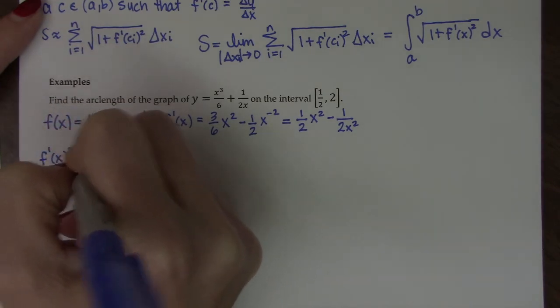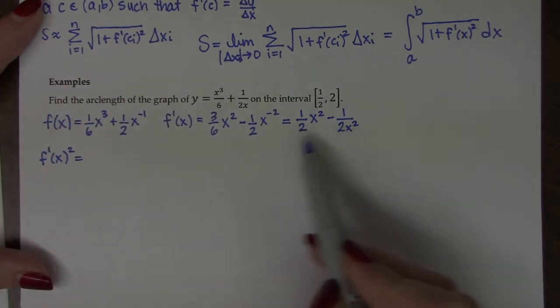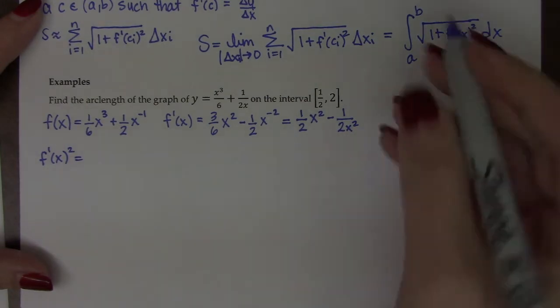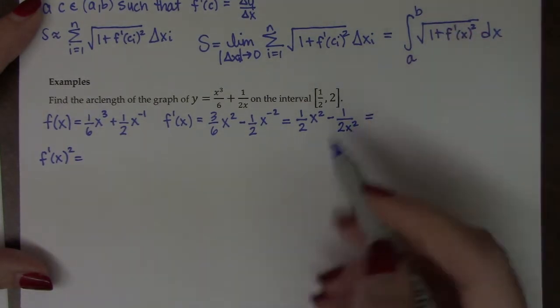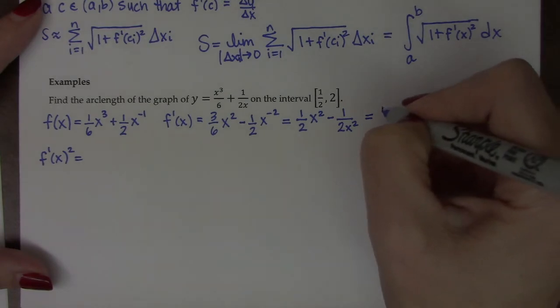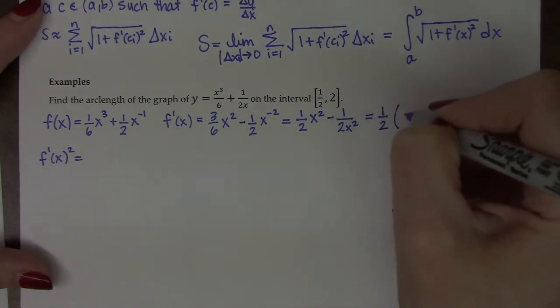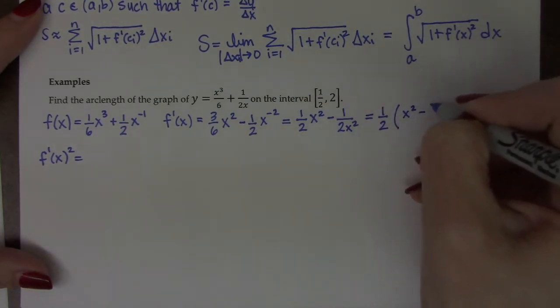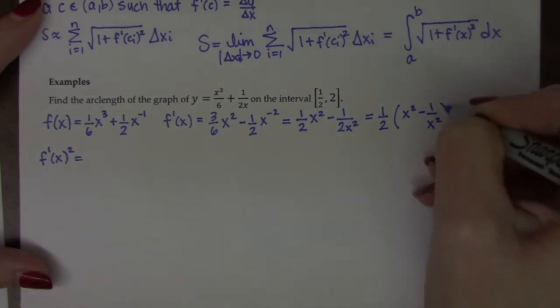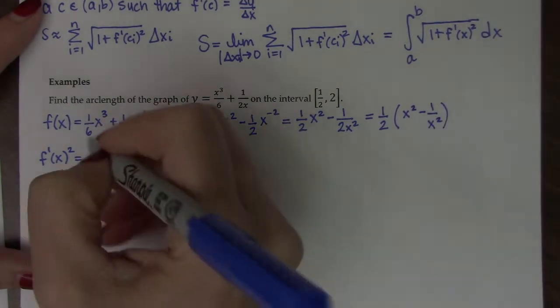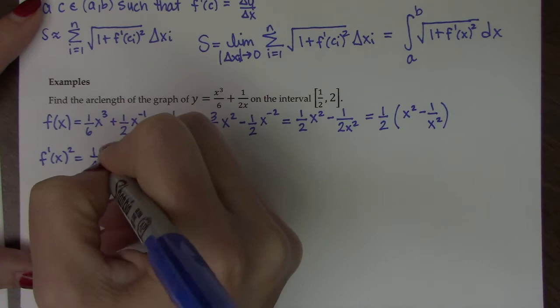So when I square the derivative, I have to actually FOIL this out, okay? And I'm actually going to take this one step further since I have a 1/2 here. Let's just pull the 1/2 out front, so that way when I FOIL, I'm only FOILing this. Okay? So 1/2 squared is going to be 1/4.